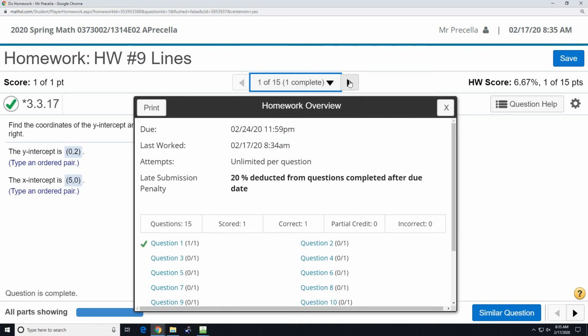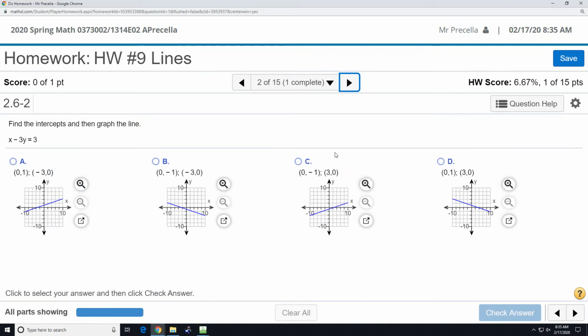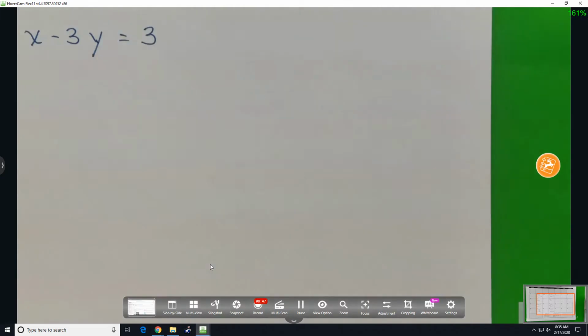Problem 2. I'll write it down and then we'll do that one. It's problem 2: x minus 3y equals 3. It says, find the intercepts and then graph the line. How do we find intercepts?